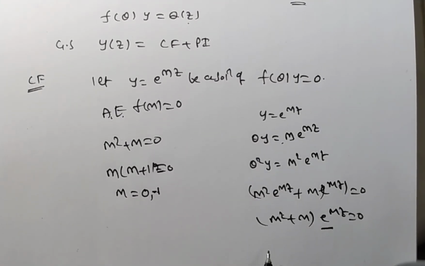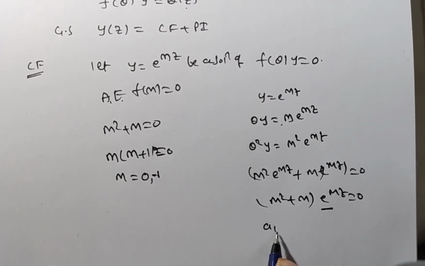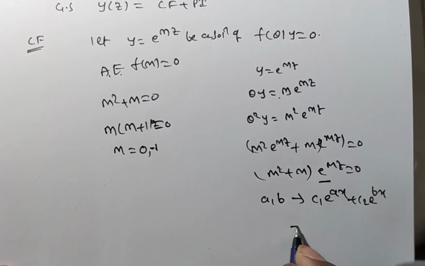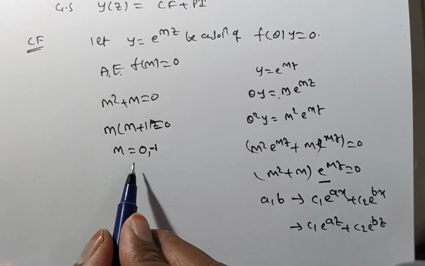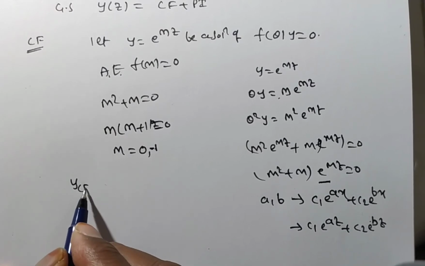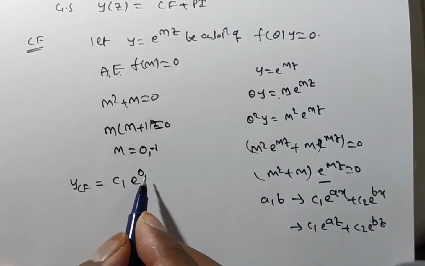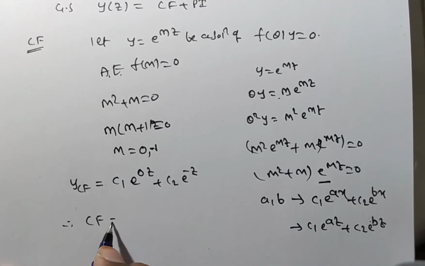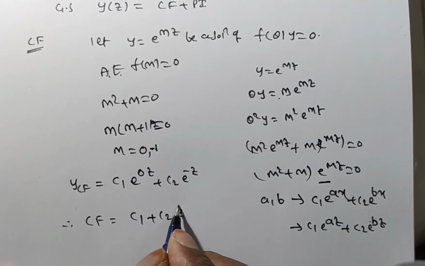Whenever the roots are real and distinct, suppose a and b are the two roots, then we will have the complementary function c1 e to the power of ax plus c2 e to the power of bx. If it is a function with derivative with respect to x, we will write it like this. If it is differentiation with respect to z, we will write c1 e to the power of az plus c2 e to the power of bz. So here what is a? You have 0, and b is minus 1. So the complementary function y CF is equal to c1 e to the power of 0z plus c2 e to the power of minus z. Therefore, CF is equal to c1 plus c2 e to the power of minus z.